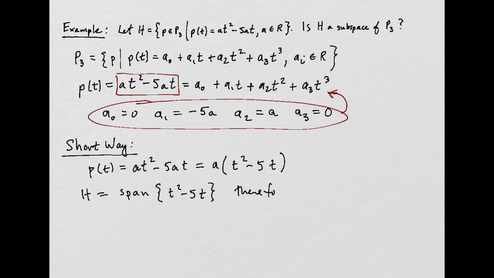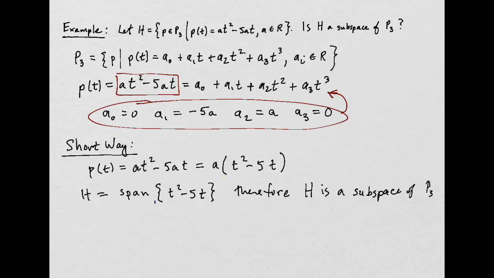Therefore, H is a subspace of P3. And we're referencing a theorem here, but you don't have to say "by a theorem that says blah, blah, blah." Here we're essentially using the result of the theorem, and that's okay. So I can say H is equal to the span of this set, and this set is clearly a subset of P3. Therefore, H is a subspace of P3.